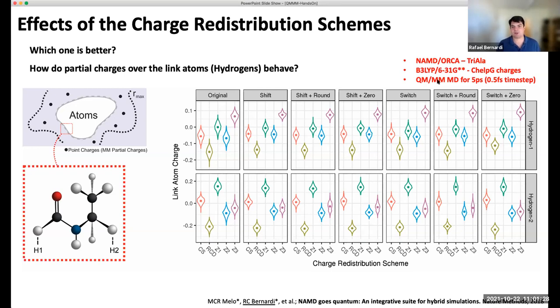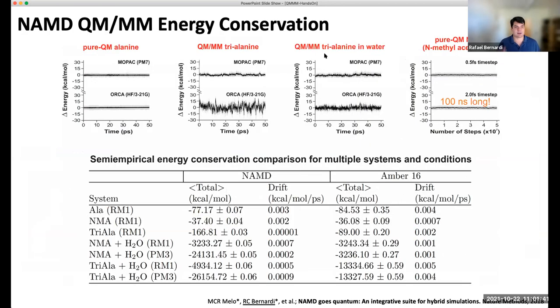Okay, this was done using RCAP in the B3-LYP 6-31G*. That was done in the QM/MM MD for 5 picoseconds with a 0.5 femtosecond time step for a 3-alanine, so only 3-alanines there.